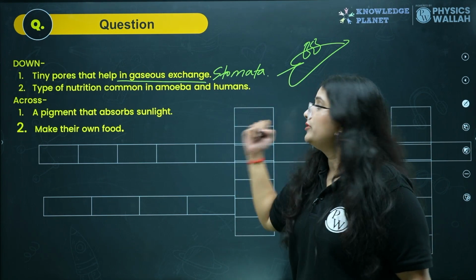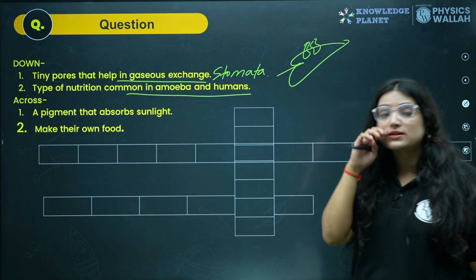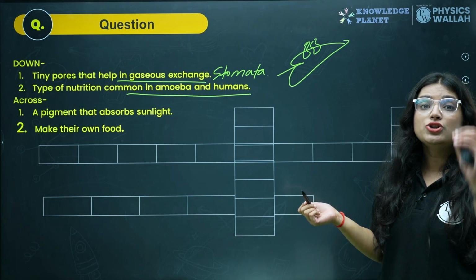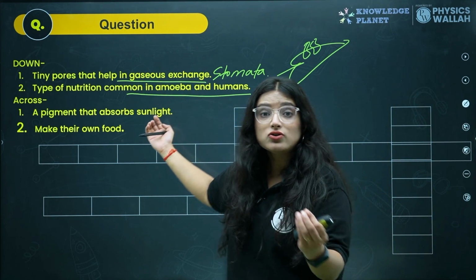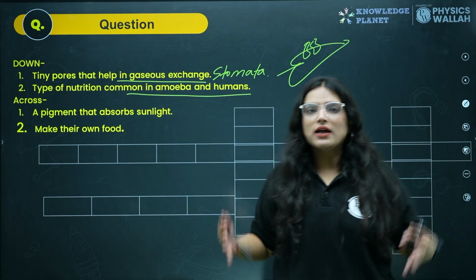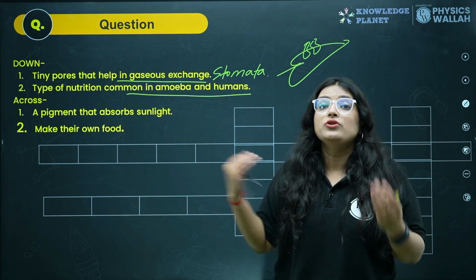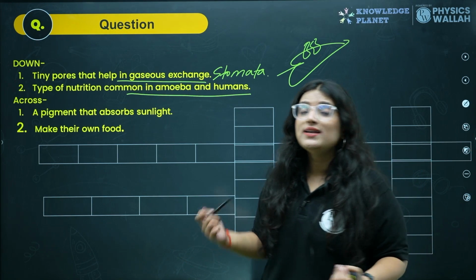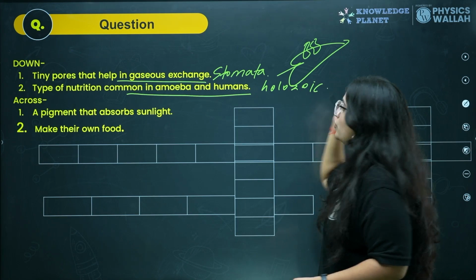Okay, now next question. Type of nutrition which is common in amoeba and humans. Amoeba is a unicellular microscopic organism. Humans are complex organisms. But the mode of nutrition is similar. What is it? It is the holozoic mode of nutrition.